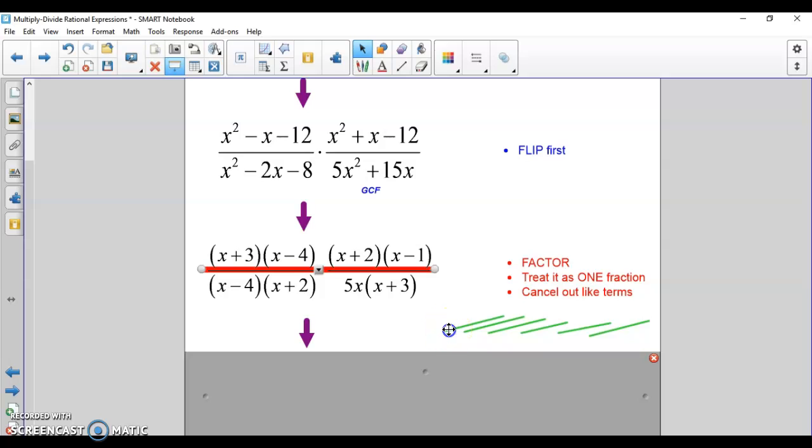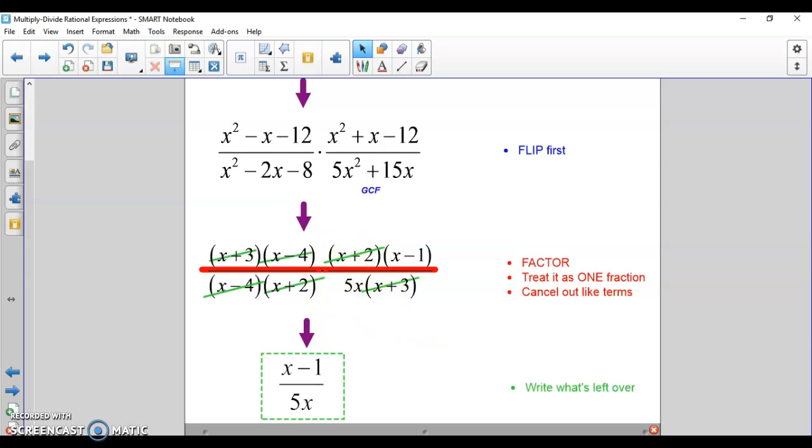Cancel out your like terms. I got a lot more to cancel out on this one. I have an x plus 2, top and bottom, x plus 3, top and bottom, x minus 4 top and bottom. It's the most I've had to cancel out in any problem. That's okay. Sometimes everything cancels. Not often, but sometimes. All I'm left with up top is x minus 1. All I'm left with on the bottom is a 5x. There you go. Right, what's left over.